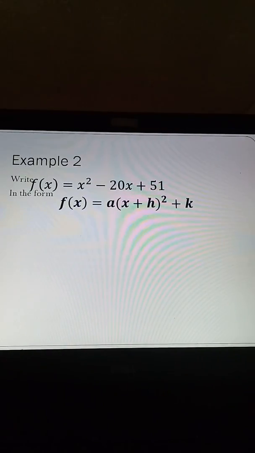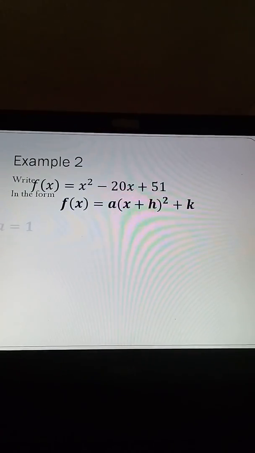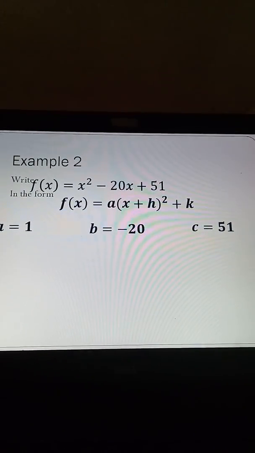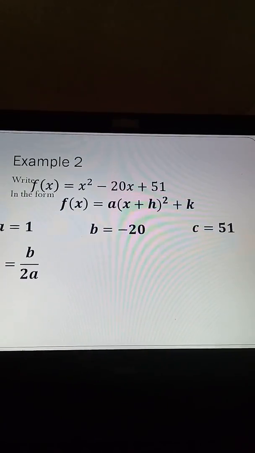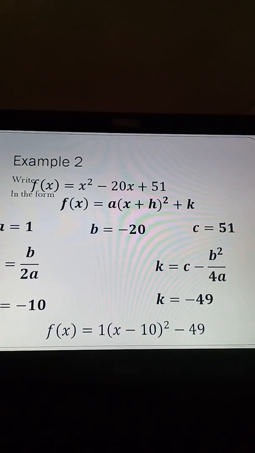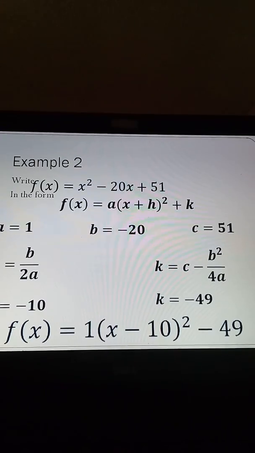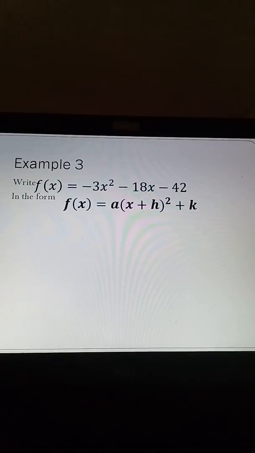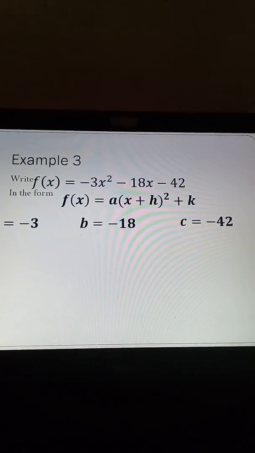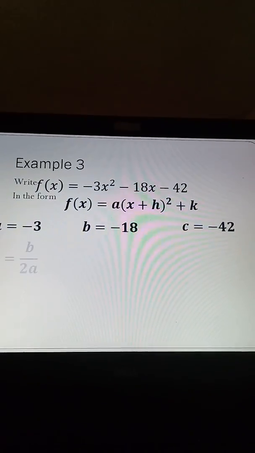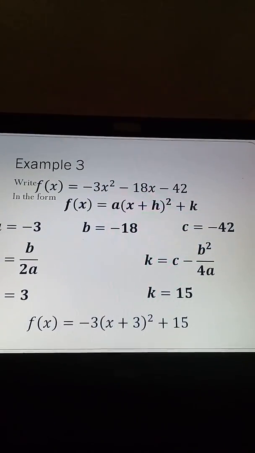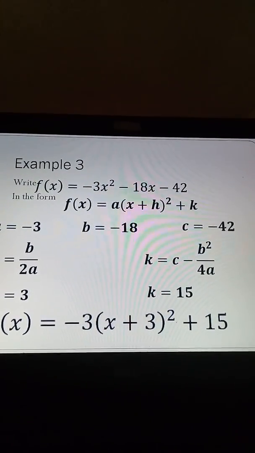So example 2, again, identify your a, your b, and your c. Find h, find k, and just substitute in the formula. Example 3: a, b, c. Find your h using the formula, find your k using the formula, then substitute for a, h, and k.